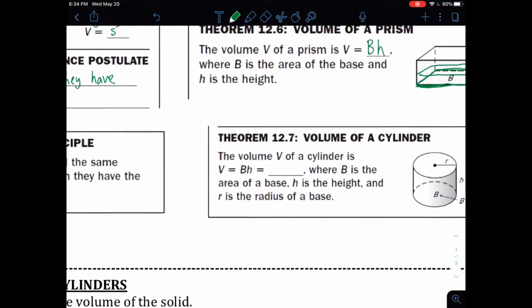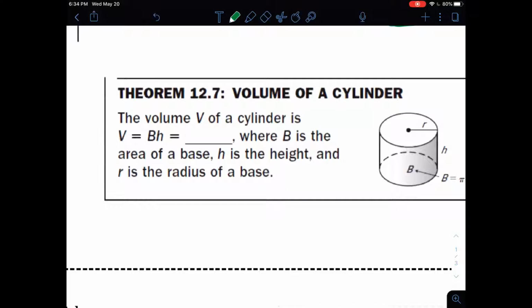All right, and then volume of a cylinder is also a little bit easier than surface area, I think. Again, it's the area of the base times the height. But the base is a circle. And what's the area of a circle? What formula is that? Is it 2 pi r or pi r squared? It's actually going to be pi r squared.